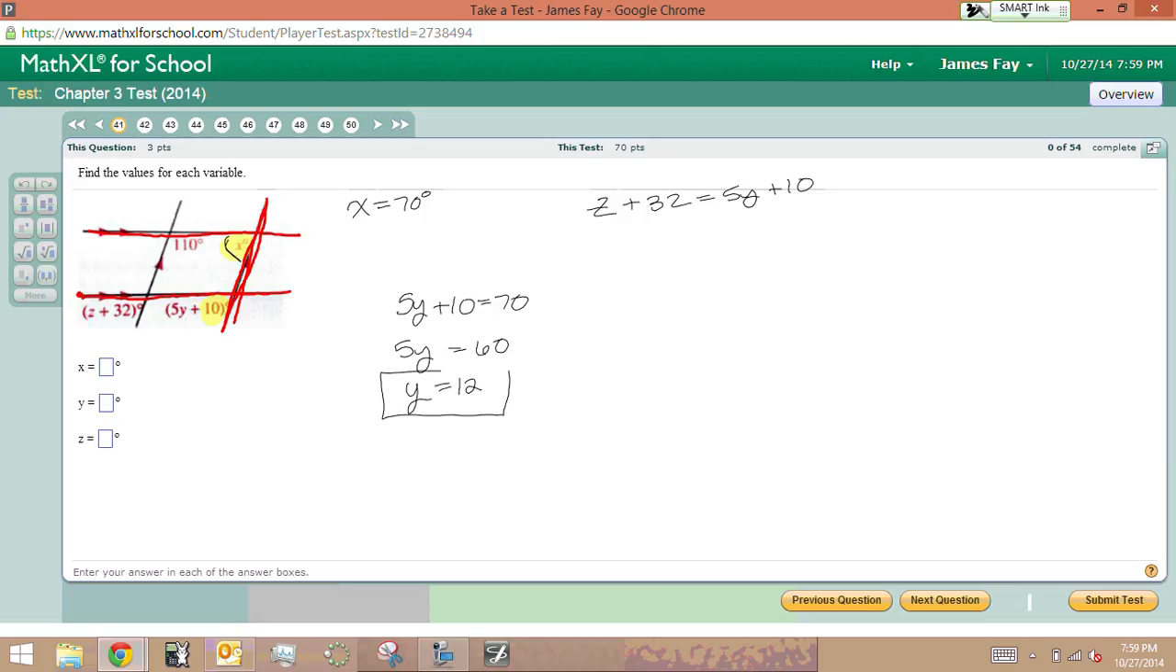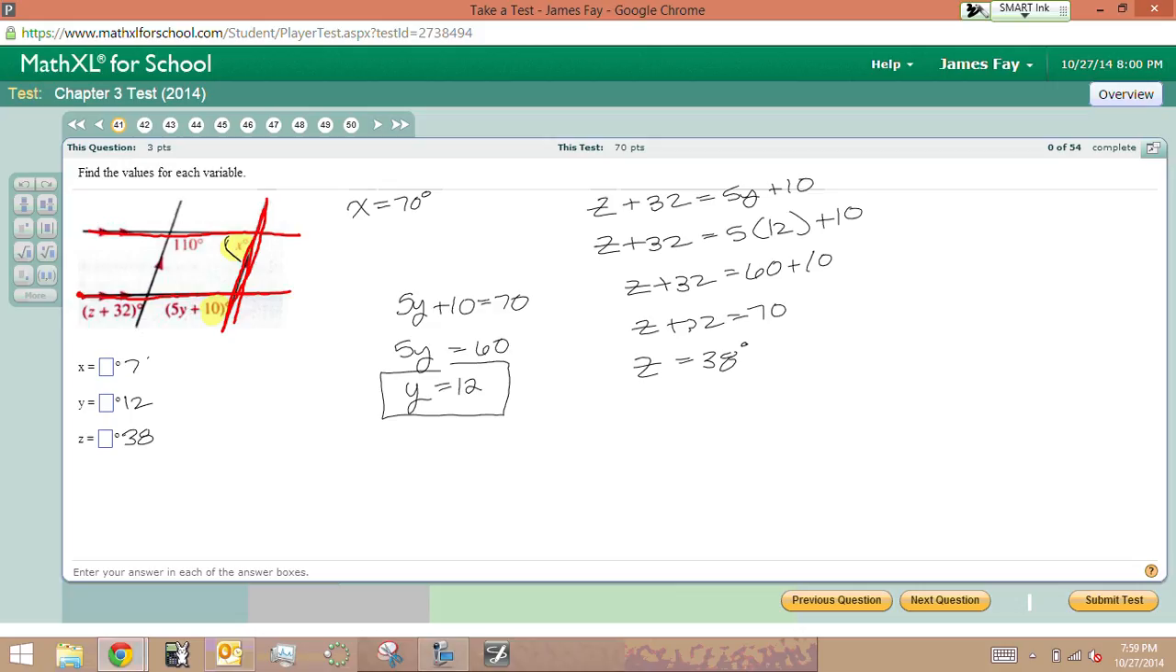Now that I know that y is 12, I can come back up here and say that z plus 32 is equal to 5 times 12 plus 10. So z plus 32 is equal to 60 plus 10. z plus 32 is equal to 70. Subtract 32 from both sides, and that's going to give me z to be 38. So z was 38, y was 12, and x was 70.